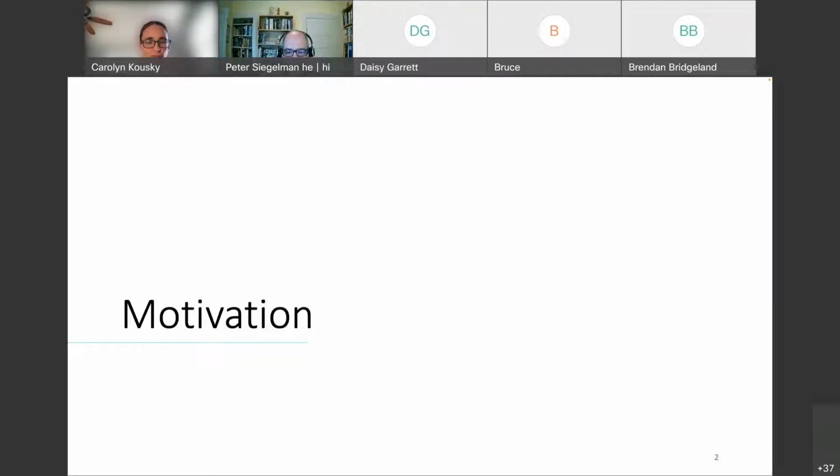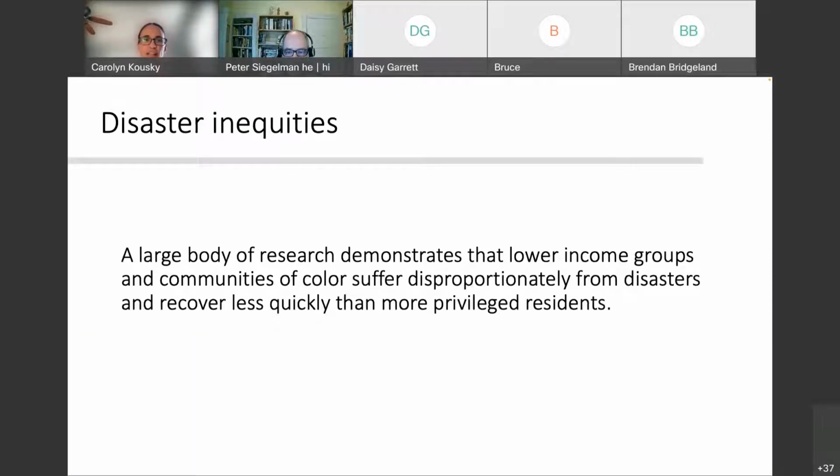So we'll just jump in with a little bit of motivation, and that is that there's now a very large body of research across disciplines and methods that really all points to the fact that lower income groups and communities of color suffer disproportionately from disaster events and recover less quickly than more privileged residents. Underlying that observed inequity in disaster outcomes are a whole bunch of different things. One is that there's inequity in who's exposed to the actual physical risk itself, who's located in high-risk areas. There are inequities in the safety of homes and construction, in access to preparedness resources, and in access to information.